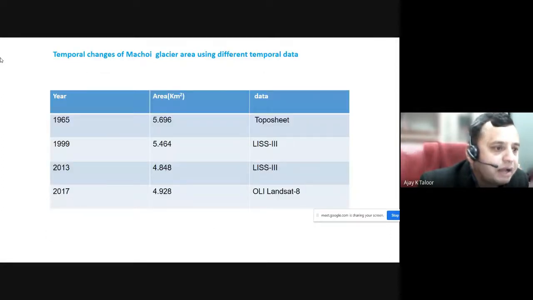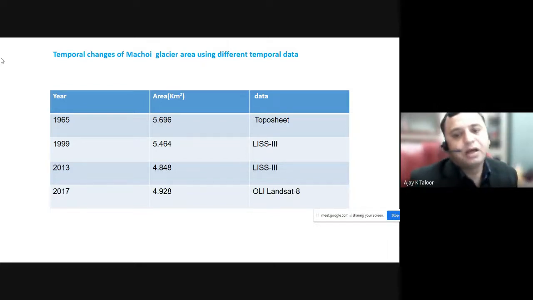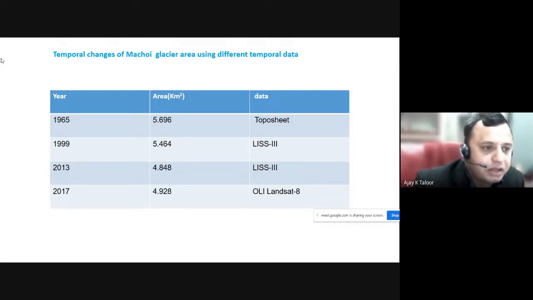As I have mentioned here, in 1965 the glacier area is 5.6 square kilometer. In 1999 it is 5.46. In 2013 it is 4.84, and in 2017 we got 4.92. So there may be chances that in 2017 snowfall occurred heavily on the particular dates for which we got the data. Otherwise, the trend is showing that the glaciers are reducing because minimum as well as maximum temperatures are increasing.